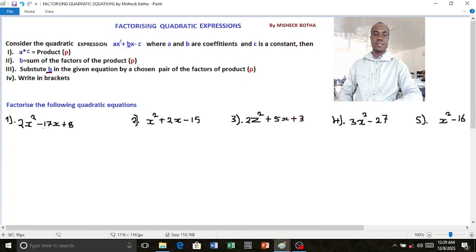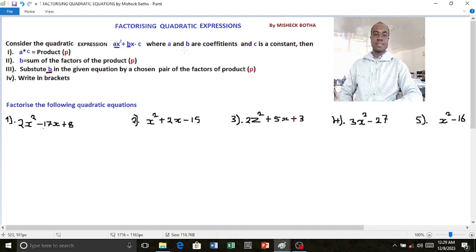So consider that you have a quadratic expression of this form: ax squared plus bx minus c, where a and b are simply coefficients and c is a constant. To be specific, a is the coefficient of x squared and b is the coefficient of x, the variable with power 1. And a is the coefficient of the variable with the highest power of 2.